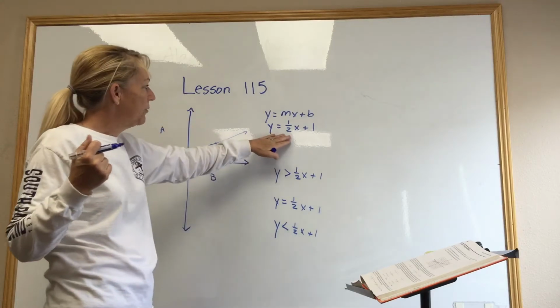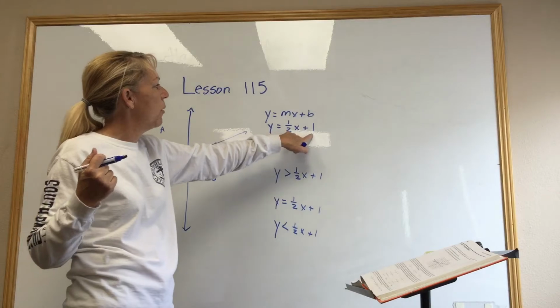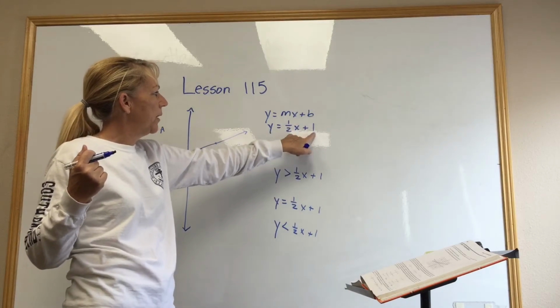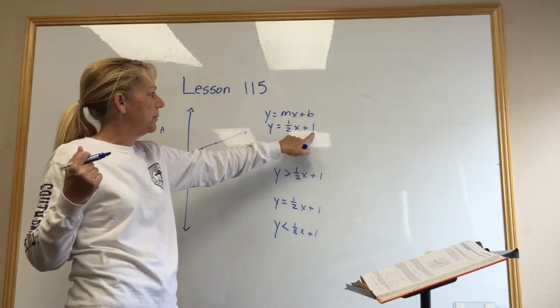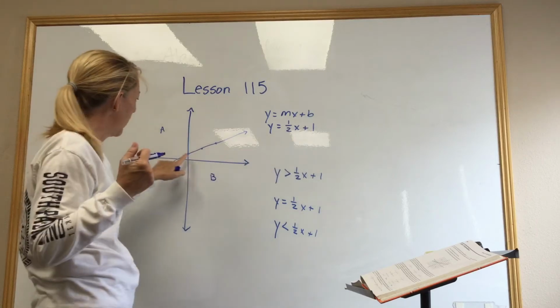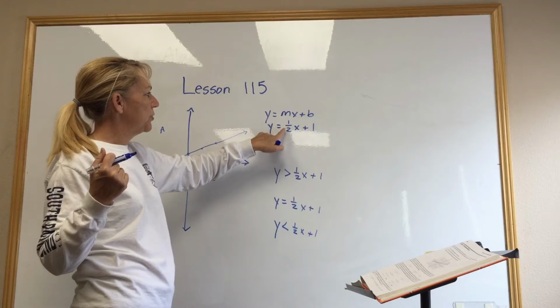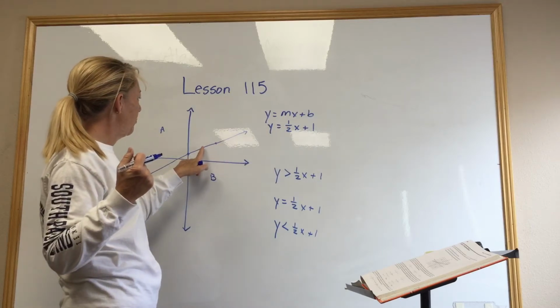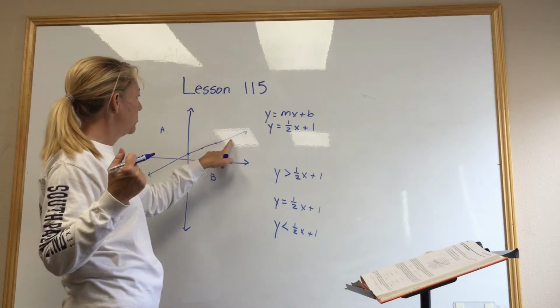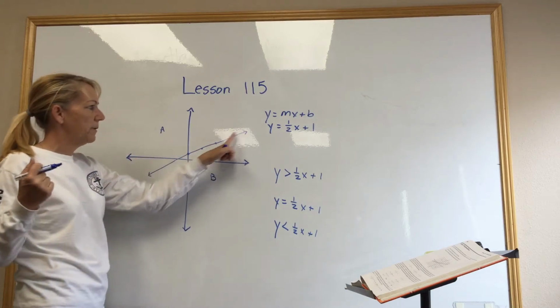And so if I were to graph y equals 1/2 x plus 1, remember b is where it crosses the y, and so in this case we're going to cross the y at number 1, so I did that right there. And my slope is m, and that's 1/2, so that would be over 2 up 1, over 2 up 1. And so I've graphed my line already right here.